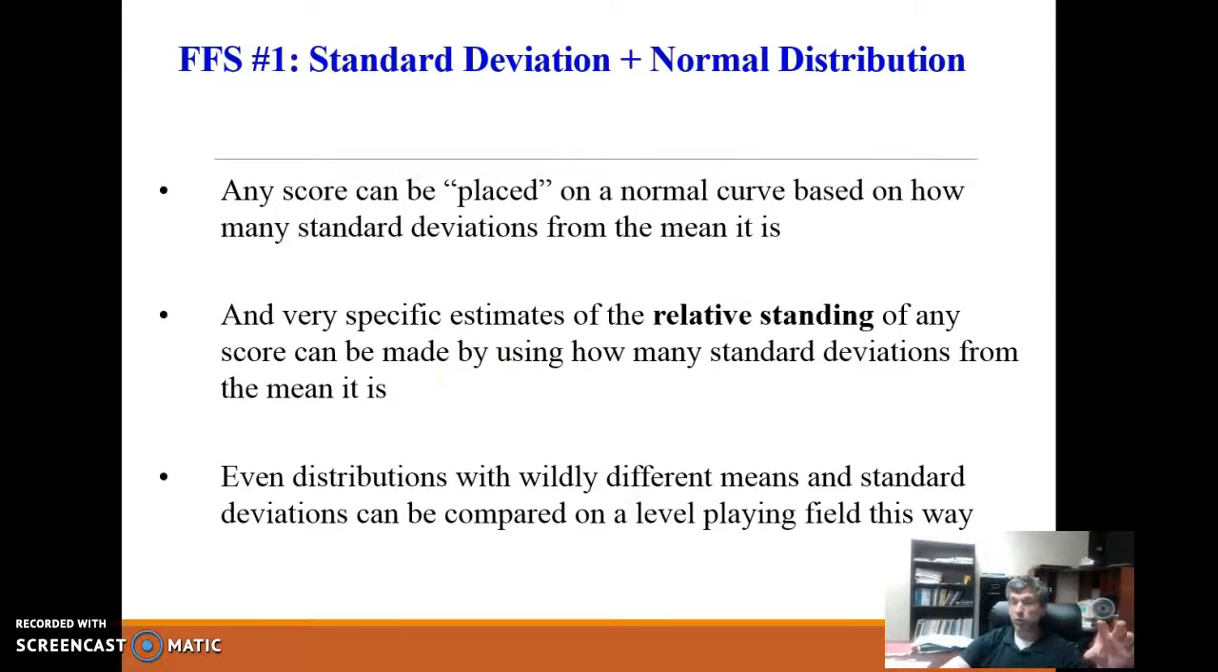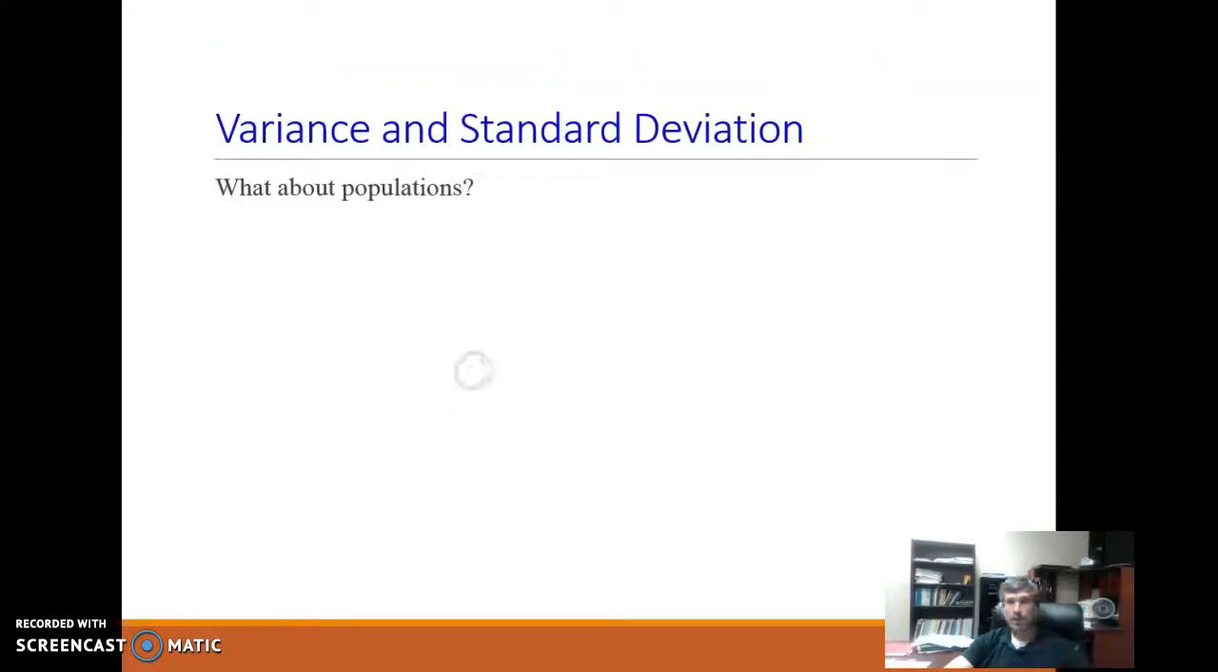Distributions from variables with totally different means and standard deviations that are measured in totally different ways, as long as they follow a normal curve at the population level, which is a pretty safe assumption as we'll find out later, we can now compare them using that normal curve and using those standard deviations to measure what's called relative standing. More of this to come immediately after the next exam when we talk about z-scores in the next unit.